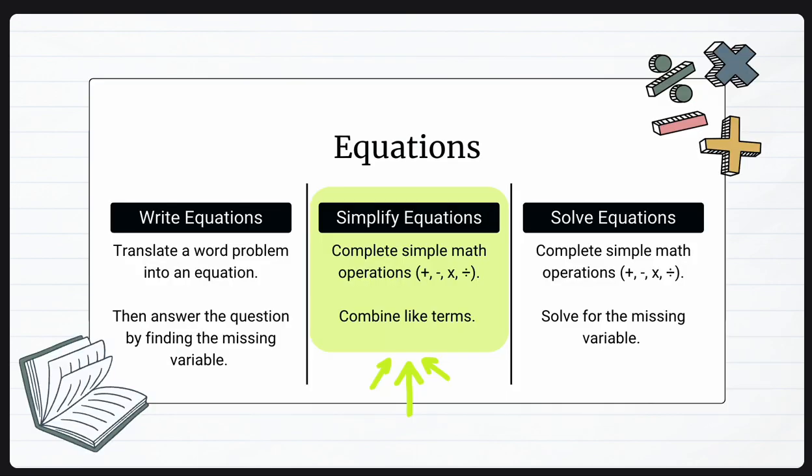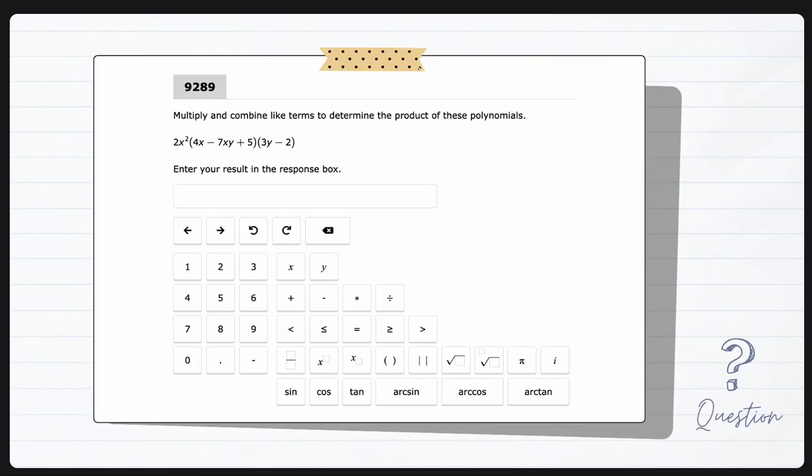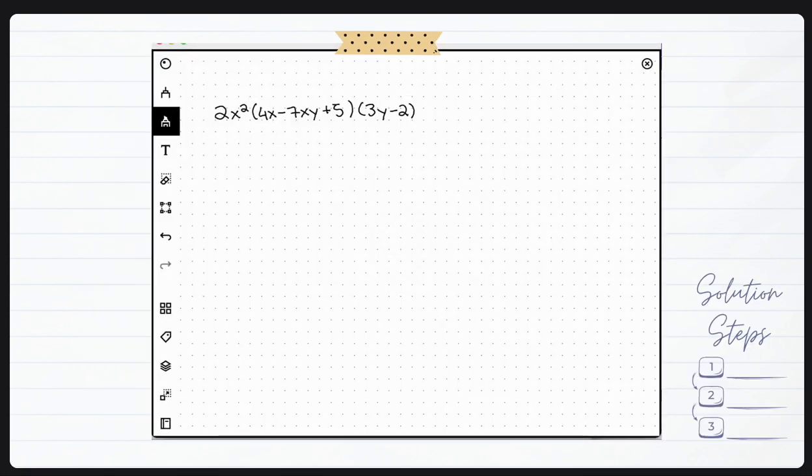All right, so in this next sample problem, we're going to simplify an equation. In this problem, we need to multiply and combine like terms to determine the product of these polynomials. We're going to need to simplify everything by first multiplying all the terms out. So we'll distribute that 2x squared. We'll take 2x squared times 4x, which is 8x cubed.